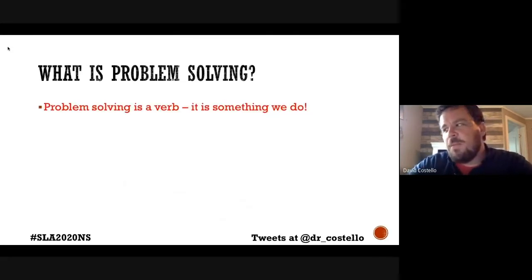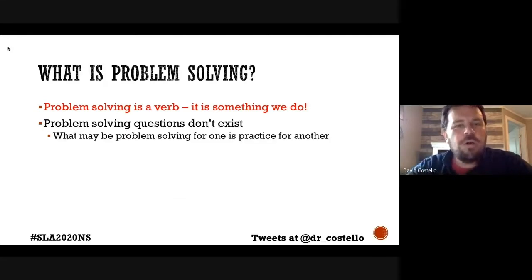So we're going to talk about problem solving, and this whole session is framed around problem solving. And I want to stress this: problem solving is a verb. It's a process. It's something we do. And I think too often we get away from that and we think problem solving is something we give. And we think, oh, I found these great, quote unquote, problem solving questions. But what I'm going to push back on is that problem solving questions don't necessarily exist.